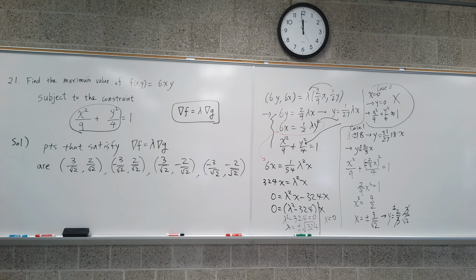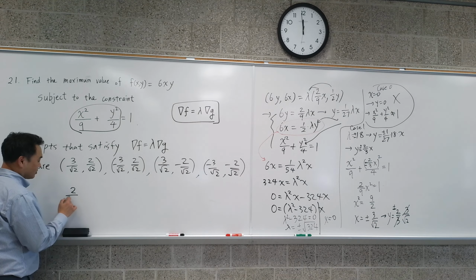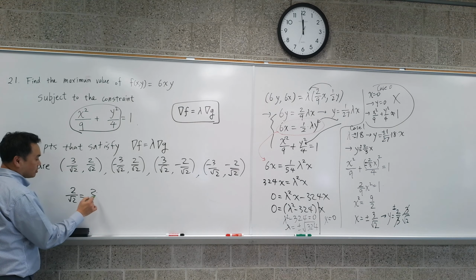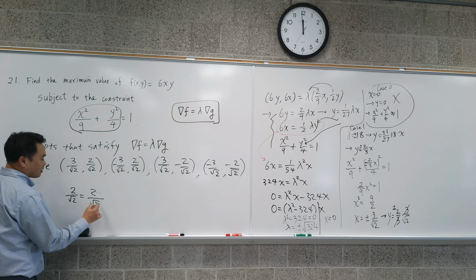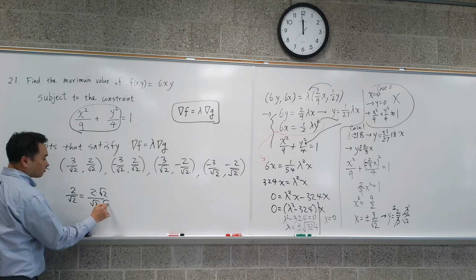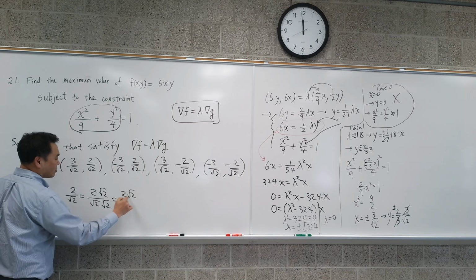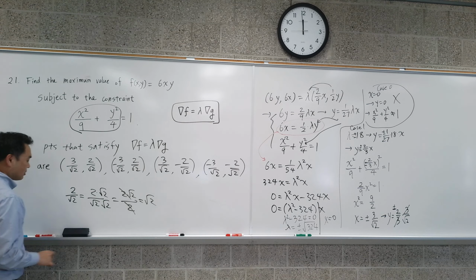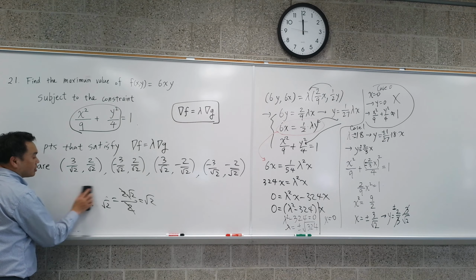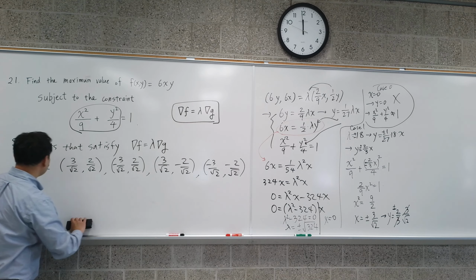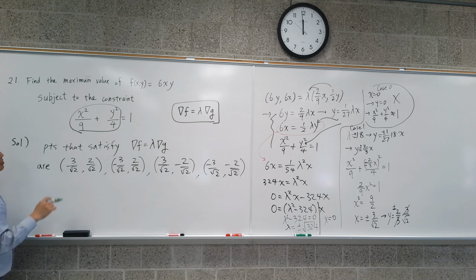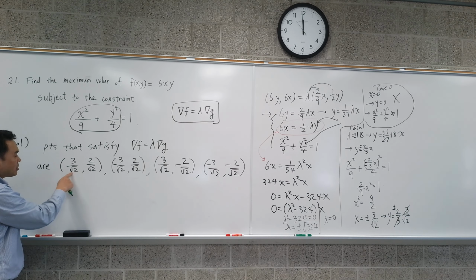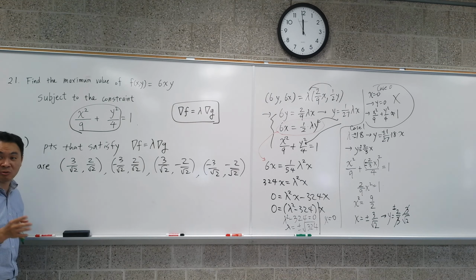Lagrange, yes? Is 2 over square root of 2 just square root of 2? That's true. If you rationalize the denominator by multiplying square root of 2 top and bottom, gives you that. So if you want, you can simplify it further. But that's not necessary because we're looking for 6xy, right? So if you multiply, the bottom gets squared and it gets simplified anyways.